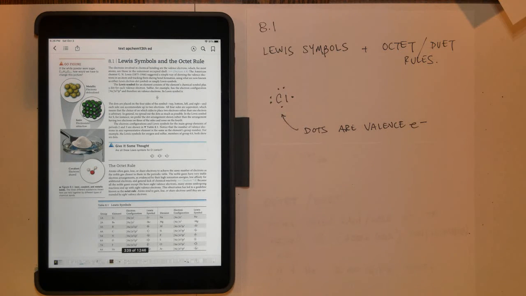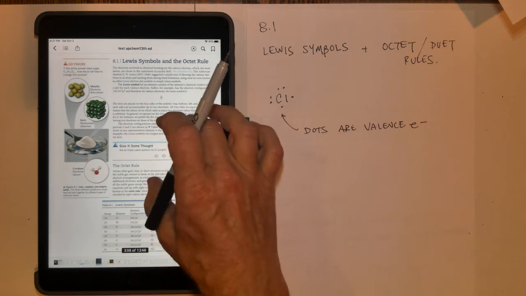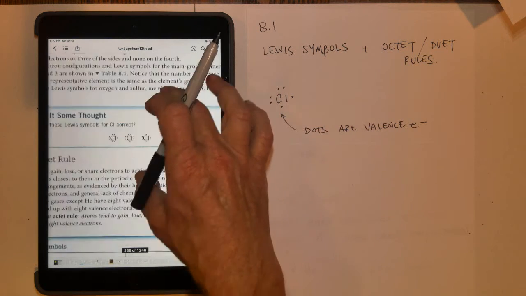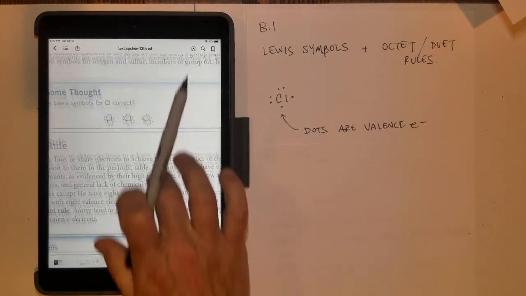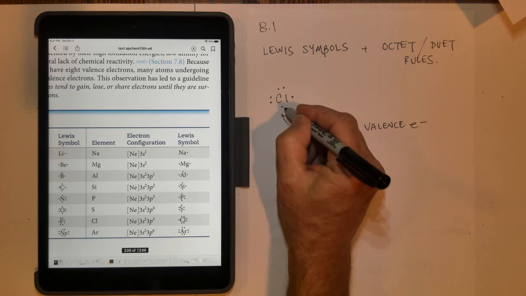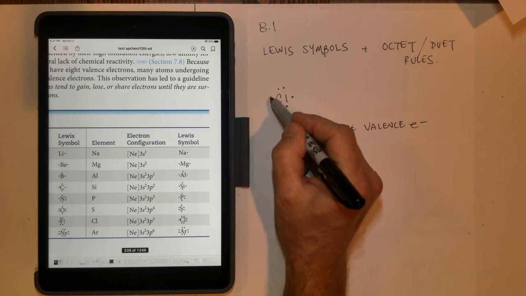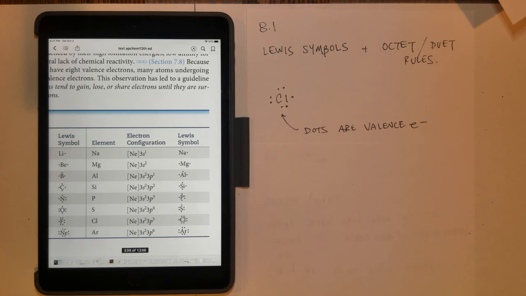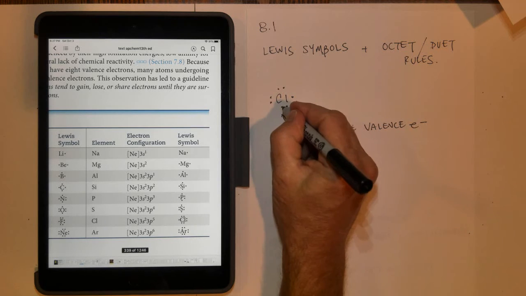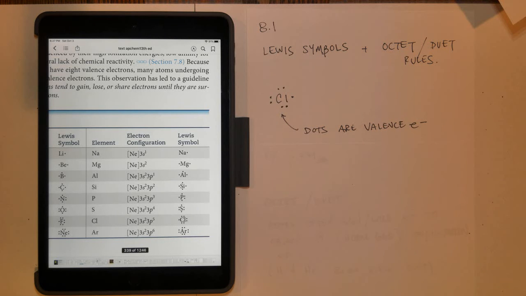And so you put 7 dots around the symbol of the chlorine. And where you put the dots doesn't make a whole lot of difference as long as there's 7 of them. It's customary to put the dots where there's 2 on each side, but as long as it adds up to 7, that's where it really matters. That would be the Lewis dot structure for chlorine.